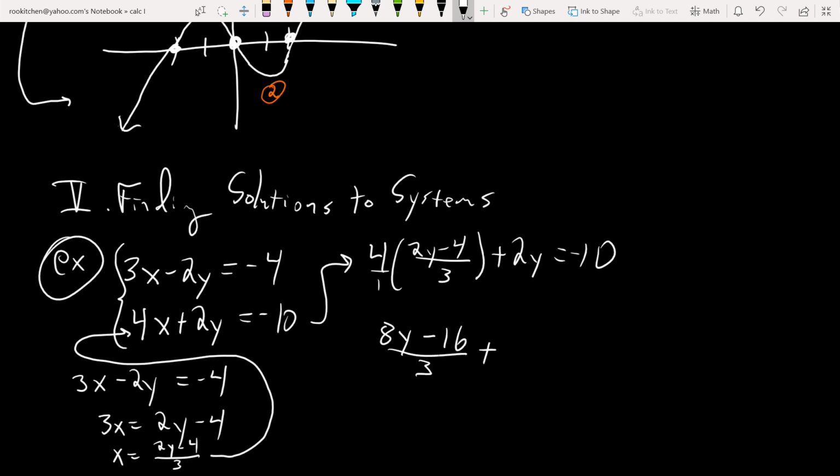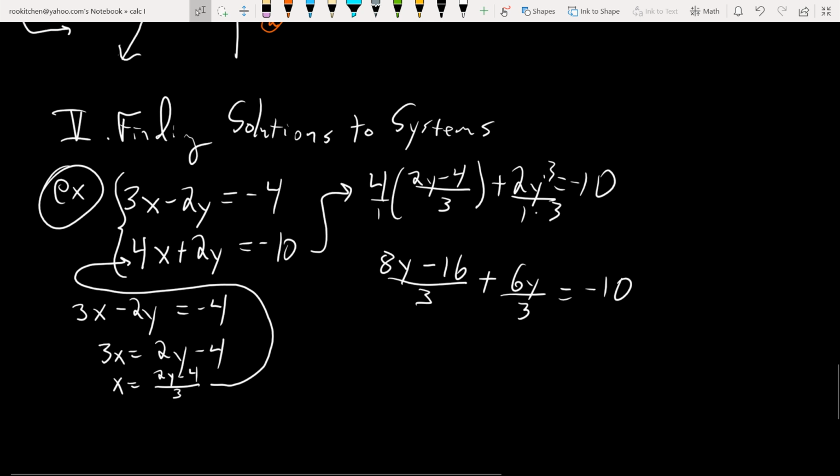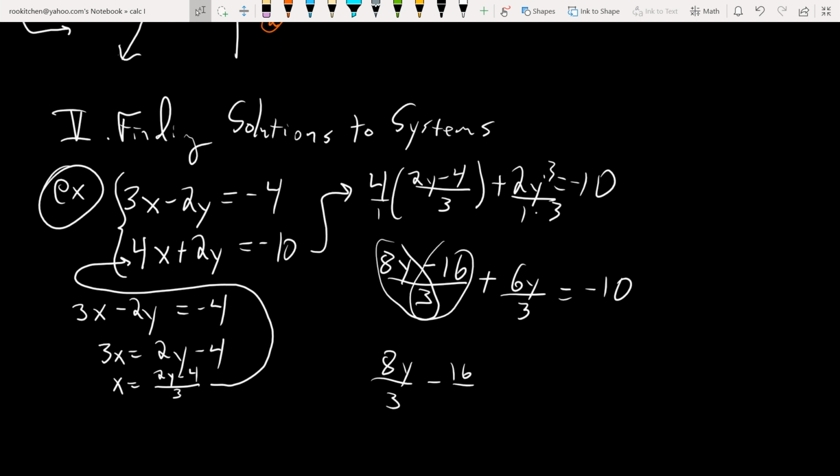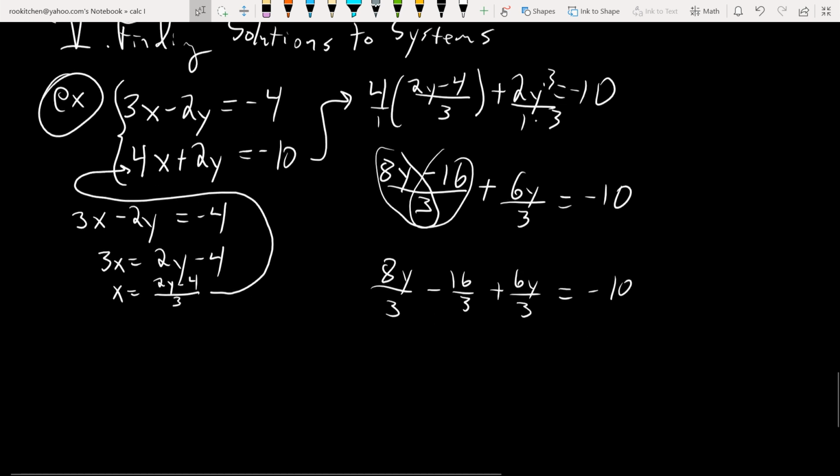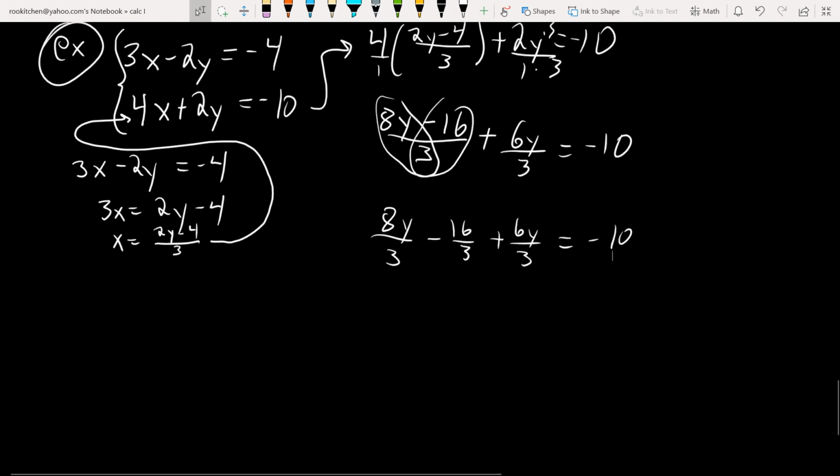I need a common denominator, so 2y over 1 is the same as, if I multiply top and bottom by 3, 6y over 3. On the other side I have -10. And I can kind of butterfly this, and I'll have 8y over 3 minus 16 over 3 plus 6y over 3 is -10. Combine like terms, so 14y over 3.